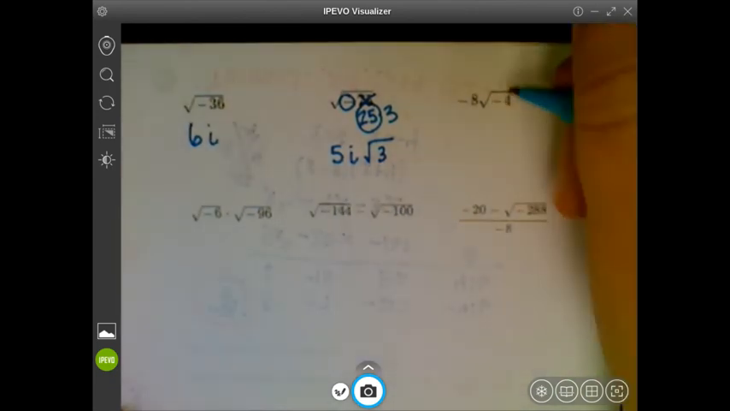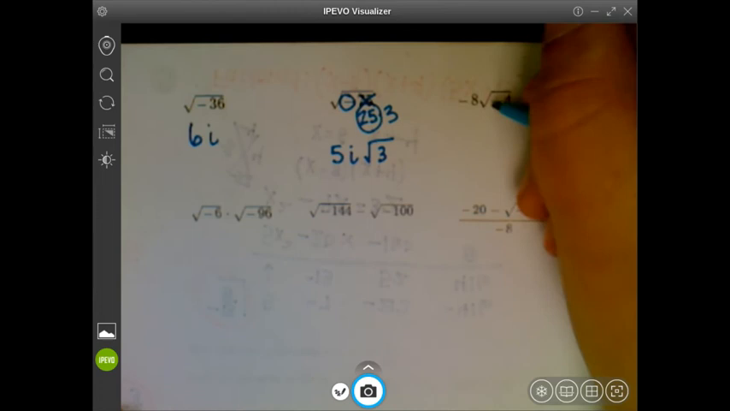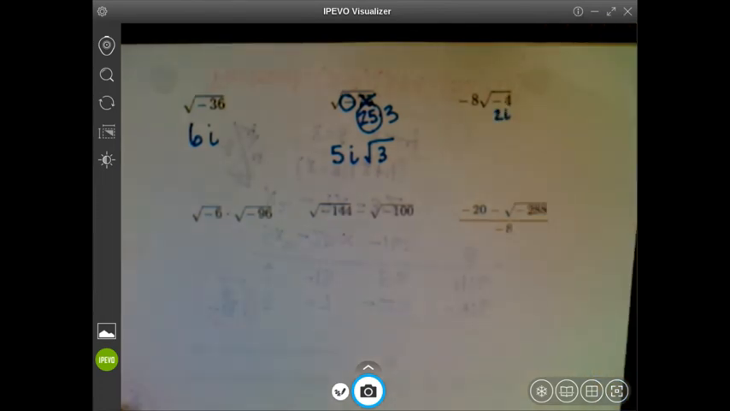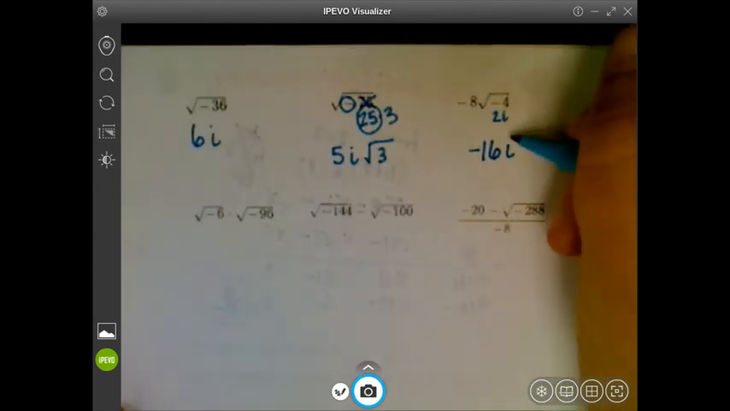All right, this next one, the square root of -4, that would be 2i, the whole thing, 2i. And if you already have a number in the front, you just multiply. So -16i.